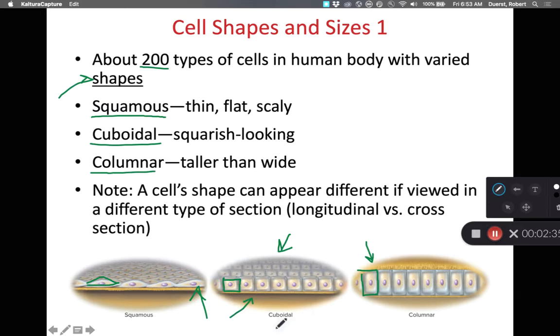Now, if we look at a columnar cell from a side view, it's going to be very elongated. But if I were to take this picture and rotate it 90 degrees, those columnar cells may look like circles as I look straight down at them. So depending on your view, that same cell type could look very different. So one of the things you need to keep in mind when you're looking at microscope sections is what kind of slice you have through the tissue. That's going to influence the view.